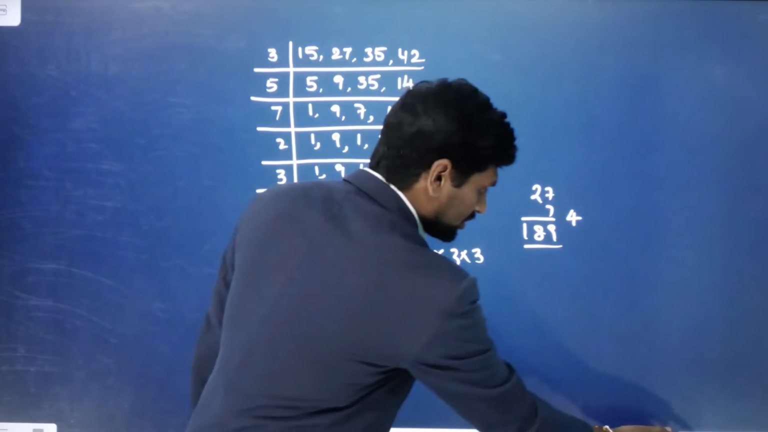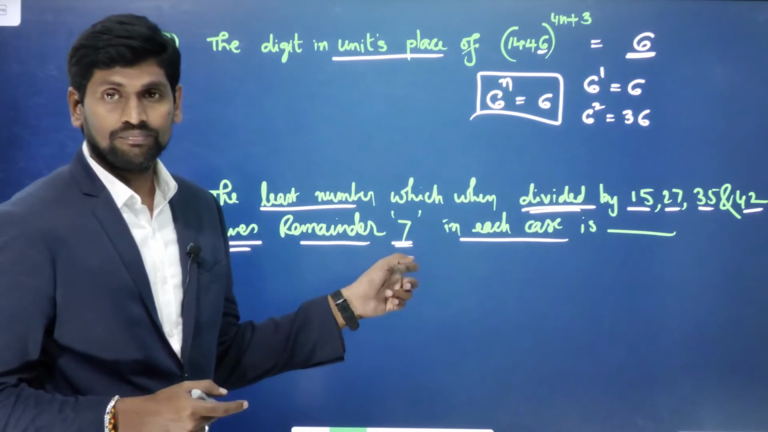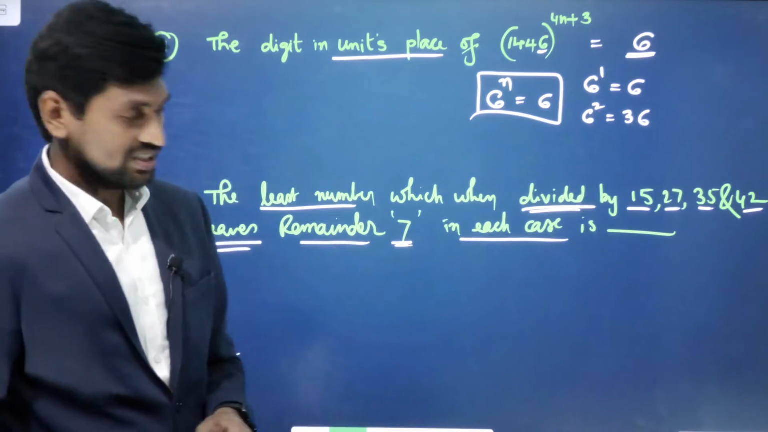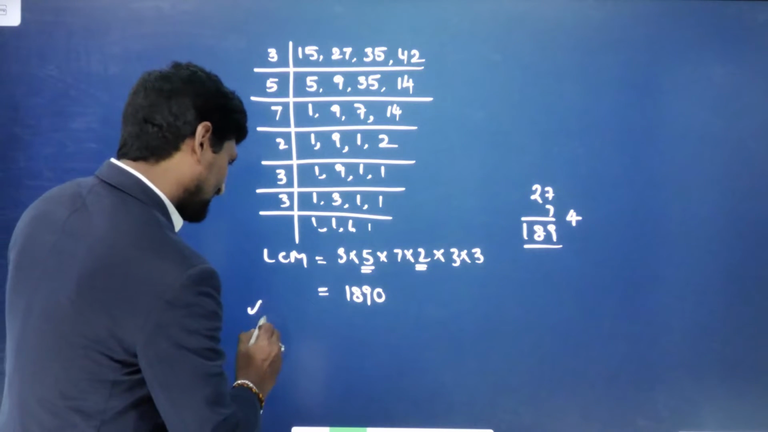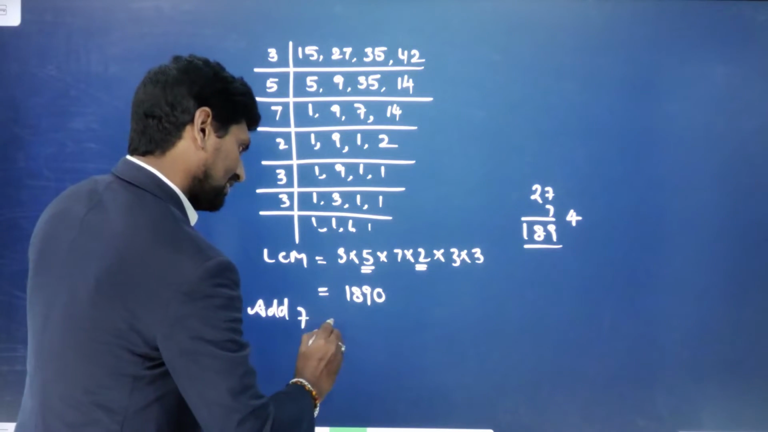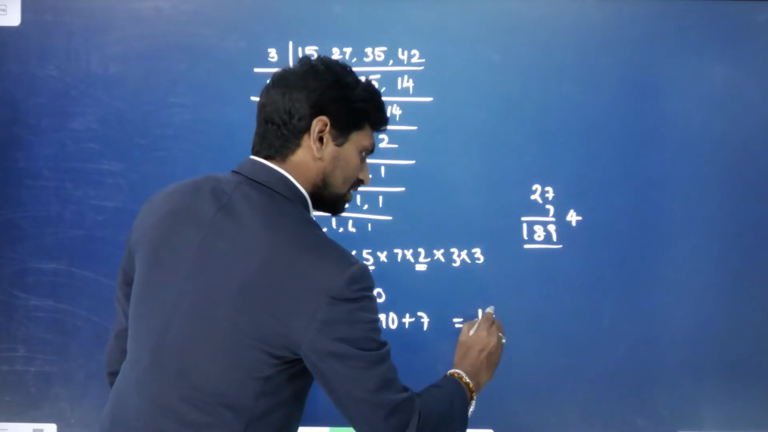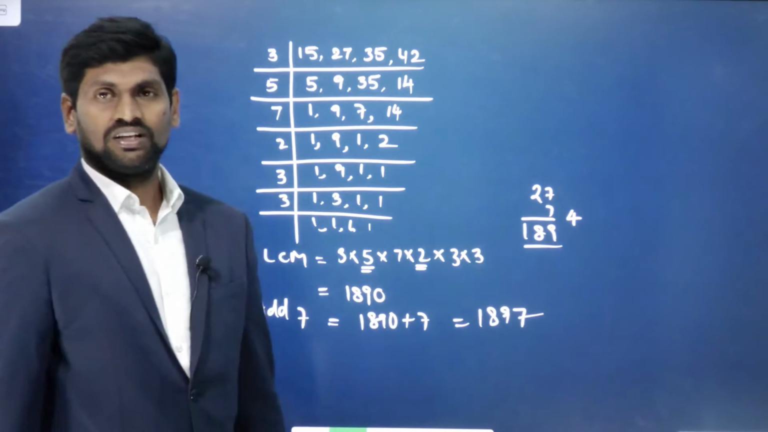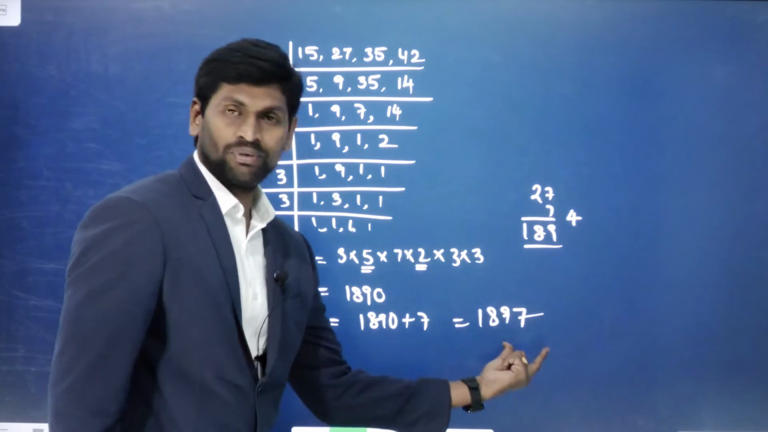But according to the question, it should leave the remainder 7 in each case. Am I right? That means for this answer, just add 7. It is 1890 plus 7, 1897. Now, if you do division with 15 table, it leaves the remainder 7.